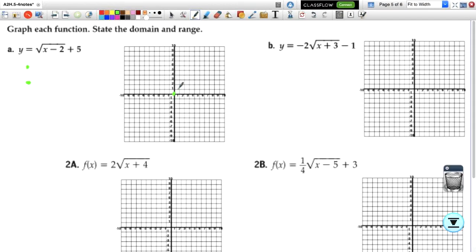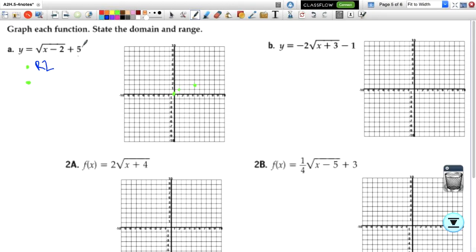It starts at 0, 0, it goes up 1, forwards 1, it goes up 1, forwards 3. Okay, so this is what I'm thinking for my parent function. Now I'm going to graph this one. When I subtract on the inside, it's happening to the x, so it's a horizontal shift, and it's going to be the opposite of what I think. So instead of going to the left 2, it's actually going to go to the right 2.